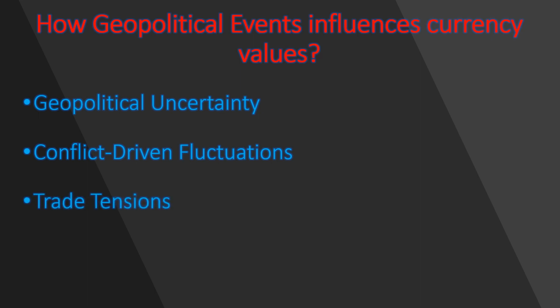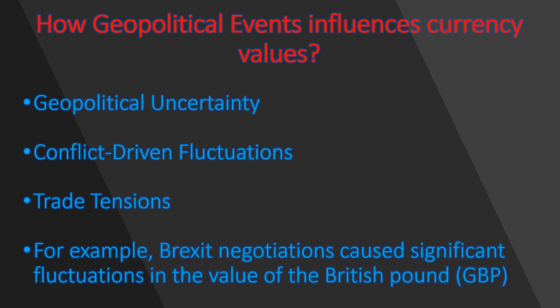Trade tensions. Trade disputes and protectionist measures between countries can disrupt international trade, affecting a nation's trade balance and potentially weakening its currency due to reduced global export demand. For example, Brexit negotiations caused significant fluctuations in the value of the British pound.